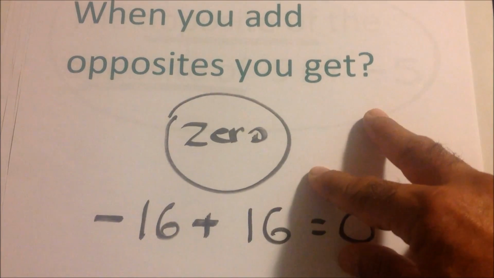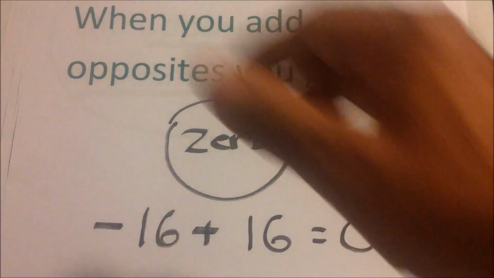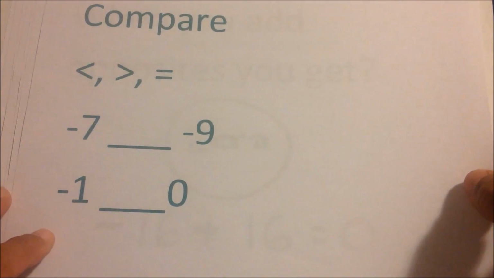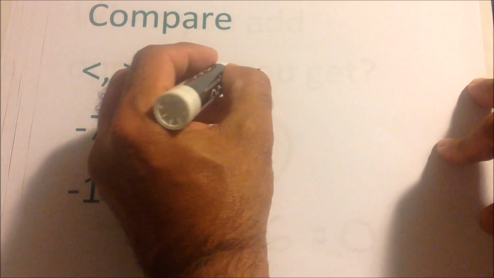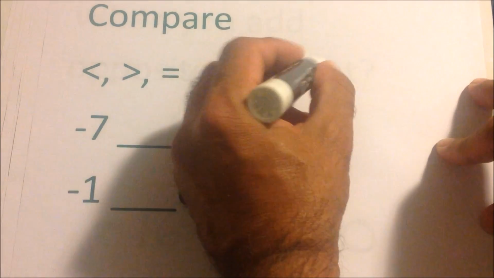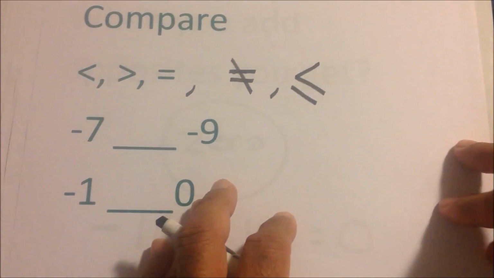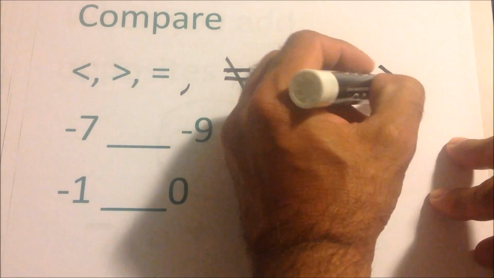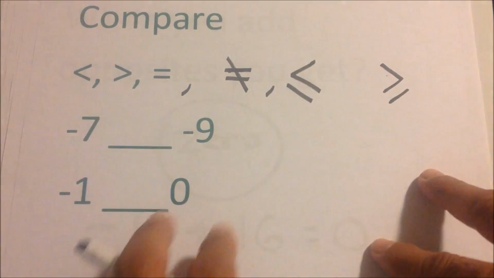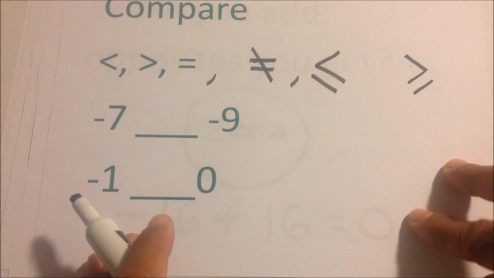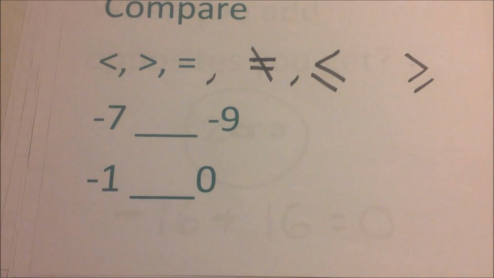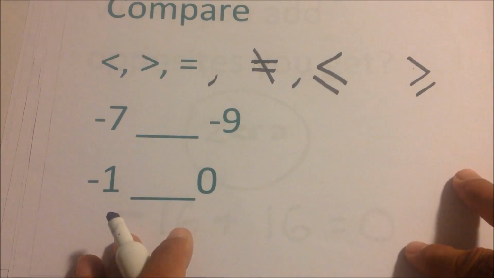Okay, and when we do integers and other numbers, we always have to compare them using these symbols: greater than, less than, equal to. We know there's a sign that says not equal, and there's also less than or equal to, or greater than or equal to, and we'll see those signs later on. So, if we look at these numbers here, what sign should I put? Is negative 7 greater than negative 9?